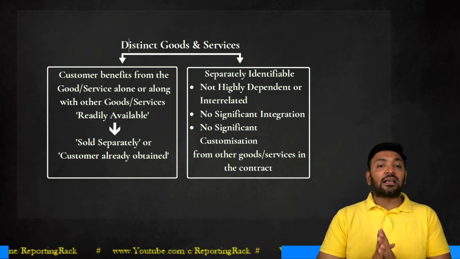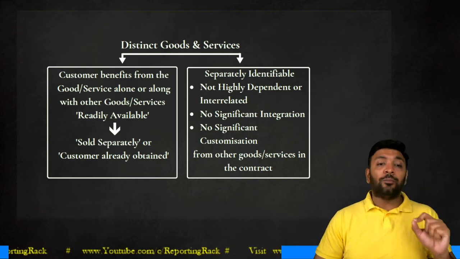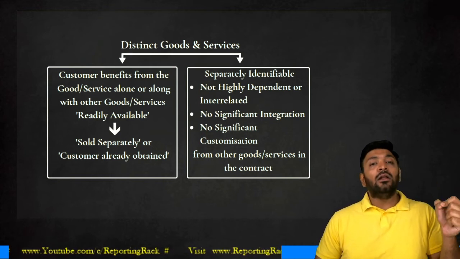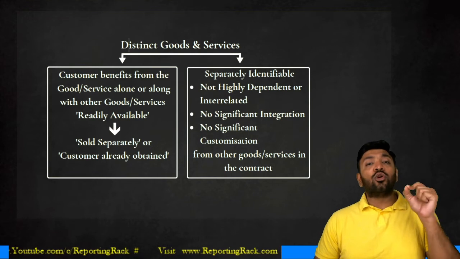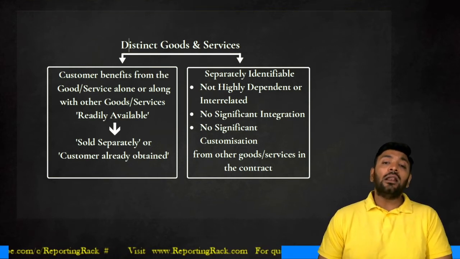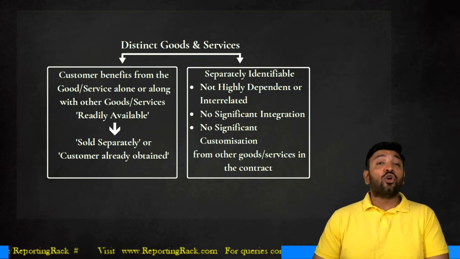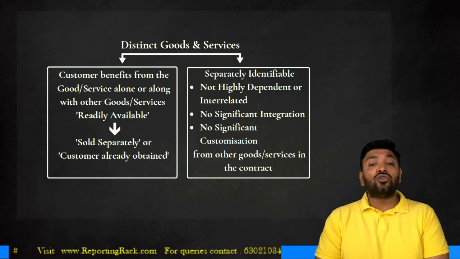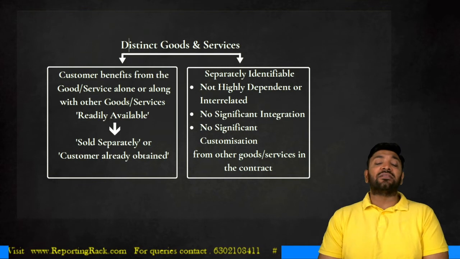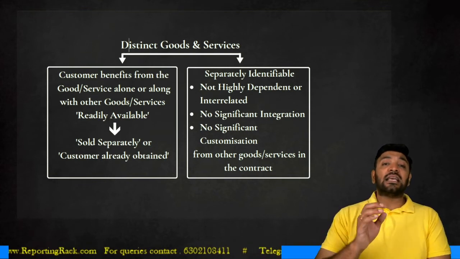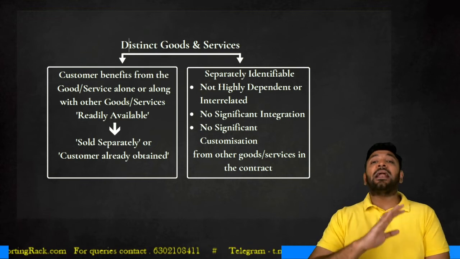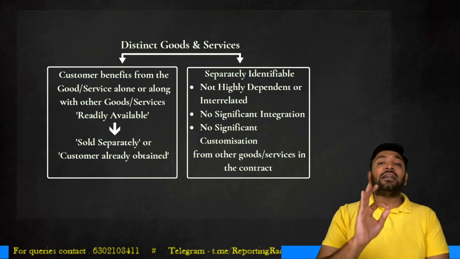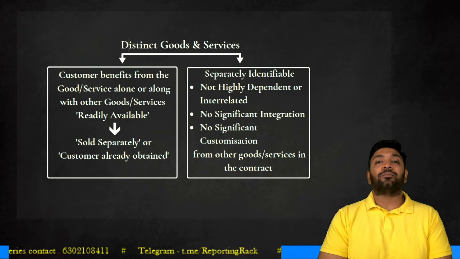What do you mean by a distinct good or service? A customer benefits from the good or service alone or together with other goods and services which are readily available. What do you mean by readily available? Such good is already owned or will be sold separately. Or they are separately identifiable: they are not highly dependent or interrelated, there is no significant integration, and there is no customization with other goods and services supplied within the contract. Then you can say that these goods and services supplied as a part of the contract are distinct from each other. Each such distinct good or service should be treated as a separate performance obligation.